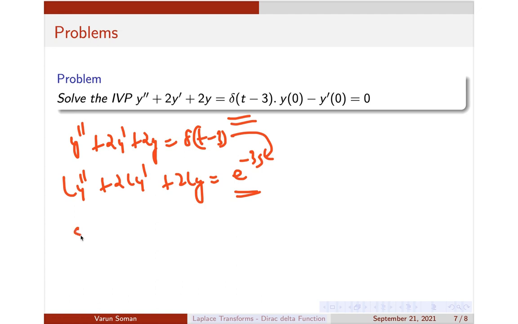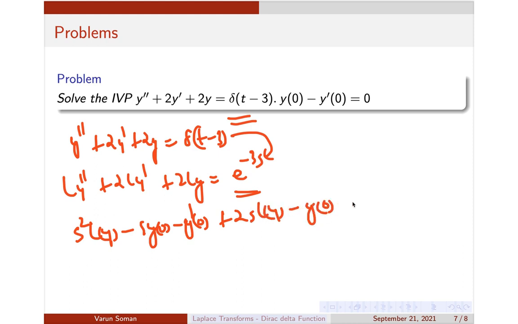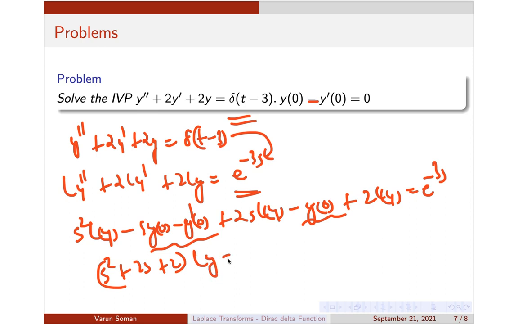So what is the value here? It is s square into L of y minus s into y of 0 minus y dash of 0 by differentiation formula, plus 2 into s into L of y minus y of 0, again plus 2 into L of y is equal to e raised to minus 3s. Now y of 0 is 0 and y dash of 0 is again 0. So the value is s square plus 2s plus 2 into L of y is equal to e raised to minus 3s, or L of y is e raised to minus 3s by s square plus 2s plus 2.